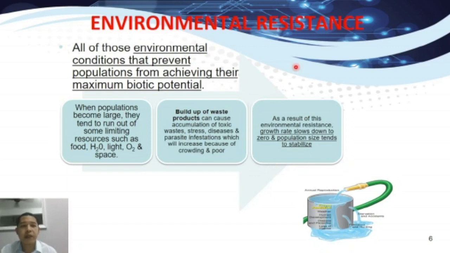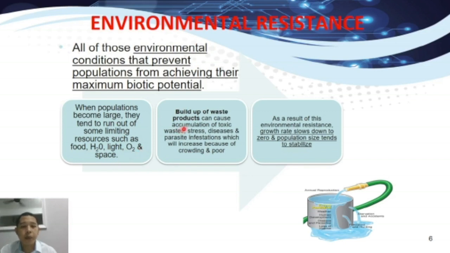Second is environmental resistance. Environmental resistance can be considered as all those environmental conditions that prevent a population from achieving its maximum biotic potential. For example, one of the examples of environmental resistance is limited resources. When the population becomes large, they tend to run out of some limiting resources such as limited food, limited water, limited light, oxygen, and limited space.